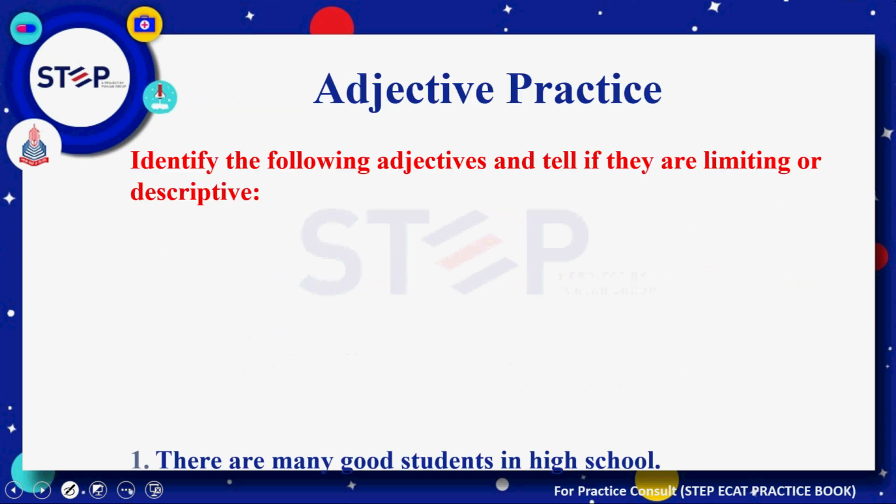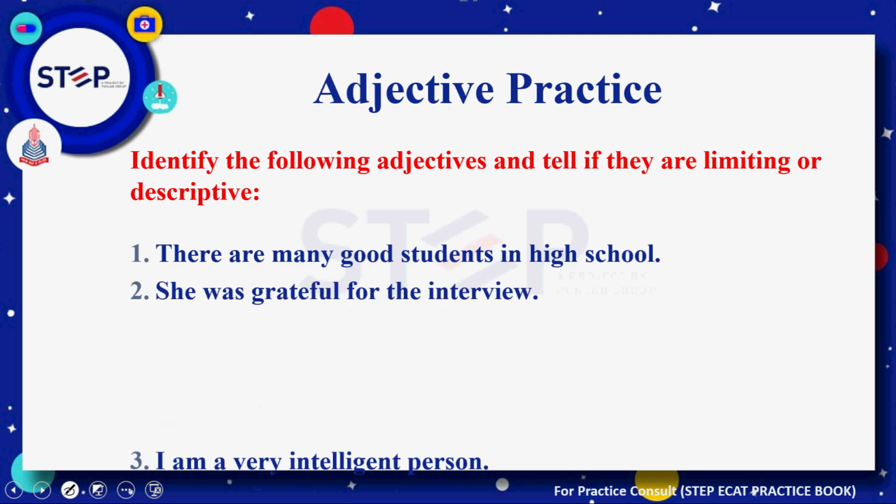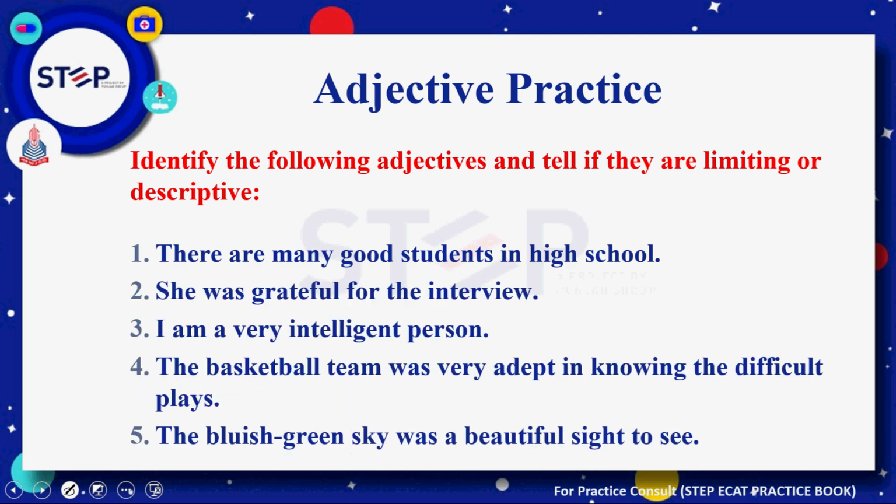Now let's try to recognize some adjectives in these sentences. "There are many good students." So "students" is a noun and "good" is an adjective. "She was grateful for the interview." Who was grateful? She was grateful. So this "grateful" is an adjective. "I'm a very intelligent person." This "person" is a noun and "intelligent" is an adjective. "The basketball team." What type of team? Basketball team. So this "basketball" is an adjective. "Was very adept in knowing the difficult plays." This "difficult" is also an adjective because it's defining what type of plays.